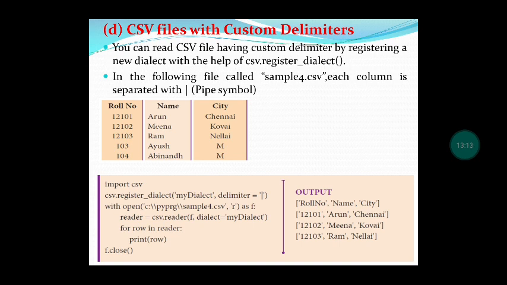Here in this example, import csv and csv.register_dialect of my dialect, comma, delimiter equal to, this is the pipeline symbol we have used. And we are opening the file, that is sample4, and as usual we are giving my dialect, and for row in reader, printing the row, and finally we are closing. So the output will come with the pipeline symbol in Microsoft Excel. This program has been typed in Notepad and saved as a CSV file, and when we open it in Microsoft Excel and see the output, it will come with the pipeline symbol.